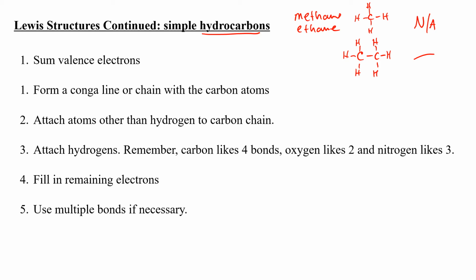If you want to do this systematically, sum up your valence electrons. Form a carbon conga line. Attach all the carbons in a row. Attach the other atoms. Attach anything other than hydrogen to the carbon chain. At this point, it doesn't matter which carbon you put it on. All right. Then we attach the hydrogens. Remember, carbon likes 4 bonds, oxygen likes 2 and nitrogen likes 3. So you can fill in hydrogens to accommodate all the number of bonds that each one of these likes if we need to. We fill in the remaining electrons and then we use multiple bonds if necessary.